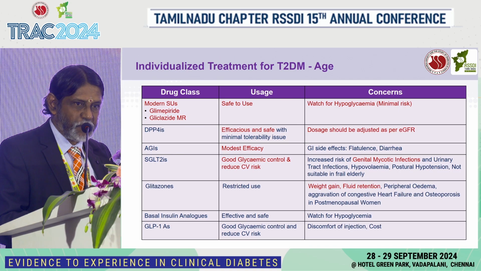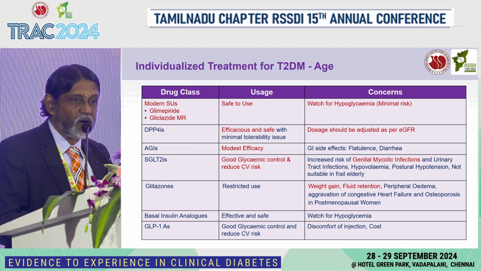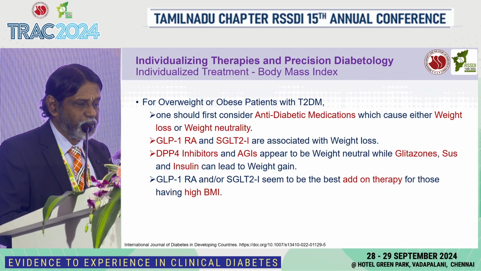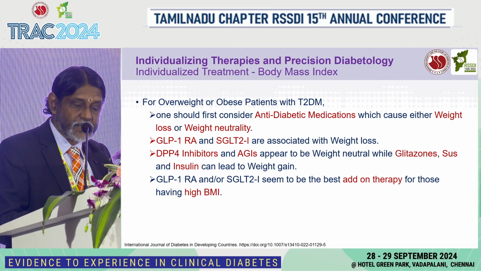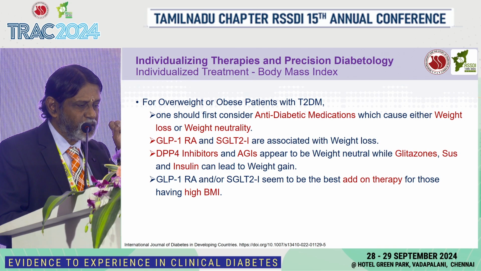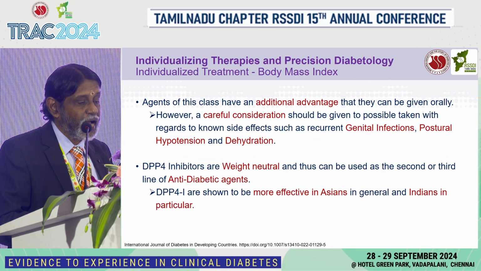So the individualized treatment summary is with reference to modern sulfonylureas, DPP-4 inhibitors, alpha-glucosidase inhibitors, and SGLT2 inhibitors. Next is B, which represents body mass index. In overweight or obese patients, one should first consider anti-diabetic medications which cause either weight loss or weight neutrality. We have GLP-1 receptor analogs and SGLT2 inhibitors, which are associated with weight loss. DPP-4 inhibitors and alpha glucosidase inhibitors appear to be weight neutral. GLP-1 receptor analogs and SGLT2 inhibitors seem to be the best add-on therapy for those having high BMI.